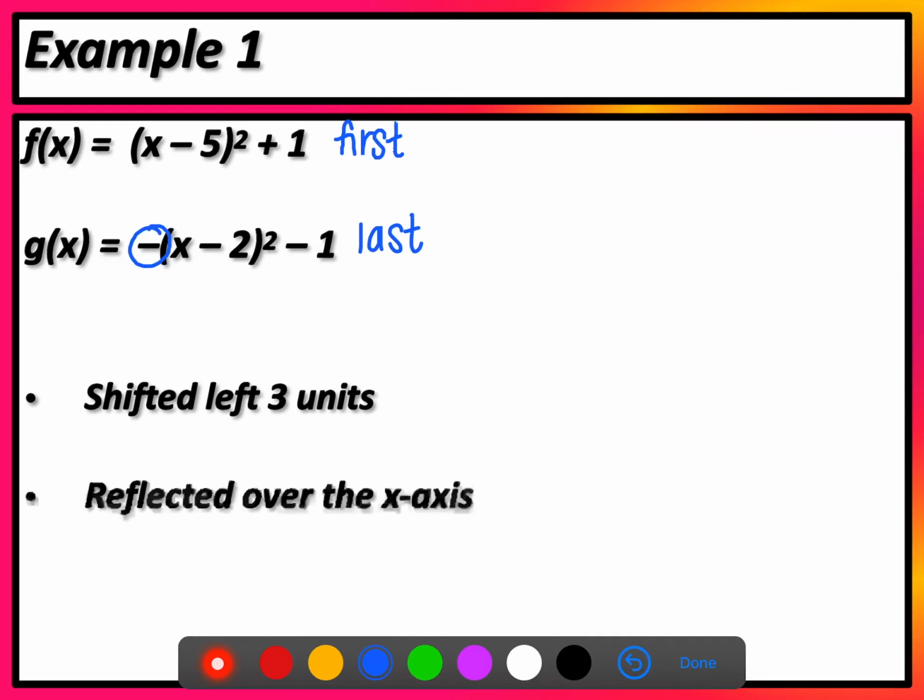Now, we have to do a little intermediate step here. So if I reflected f of x, remember that means it has to apply to the entire function. So in between the first and the last step, after that reflection, that is what my equation looked like.